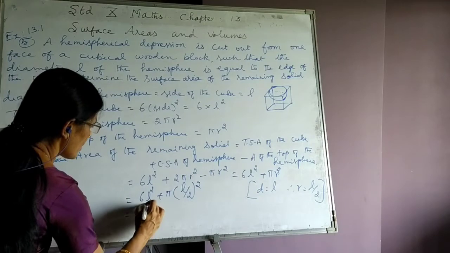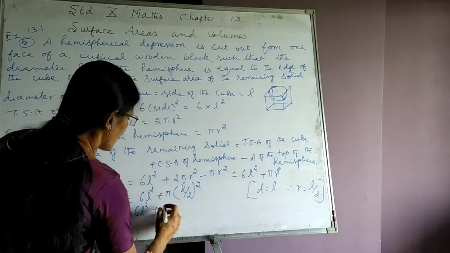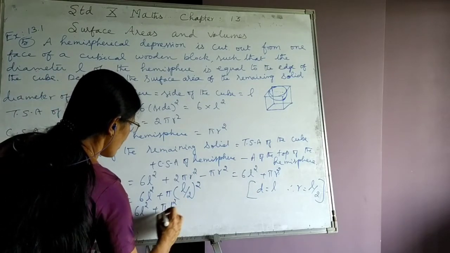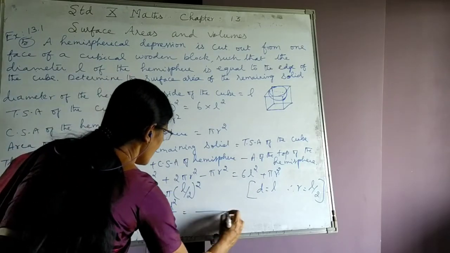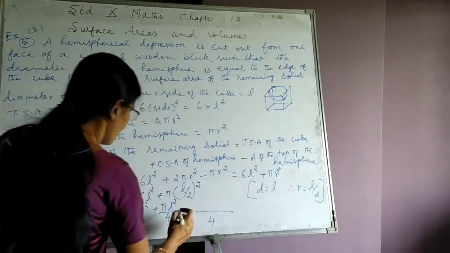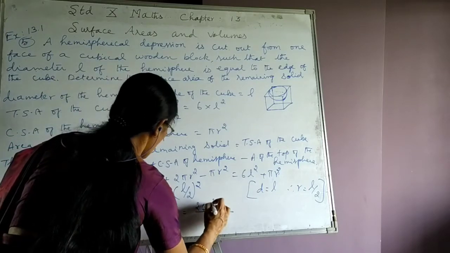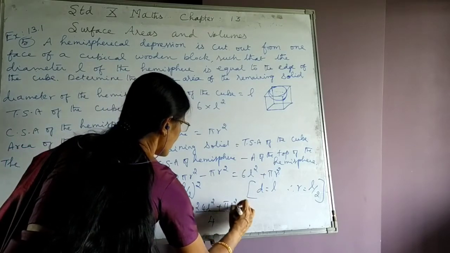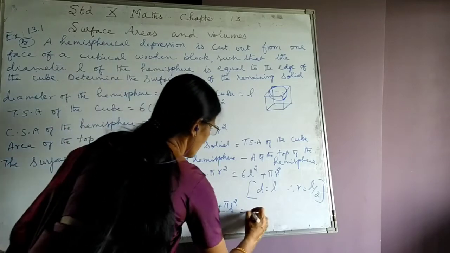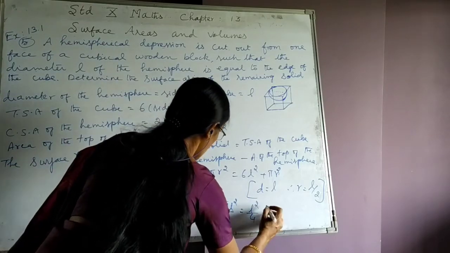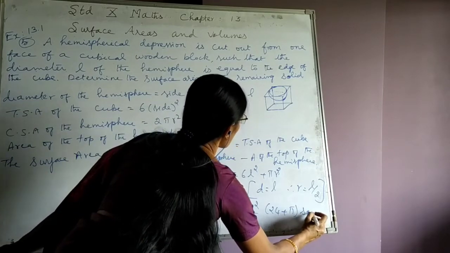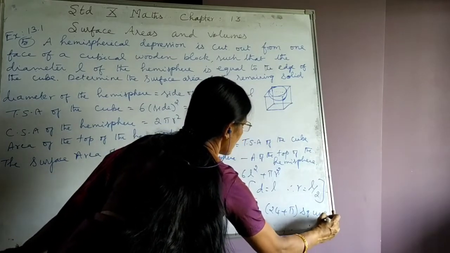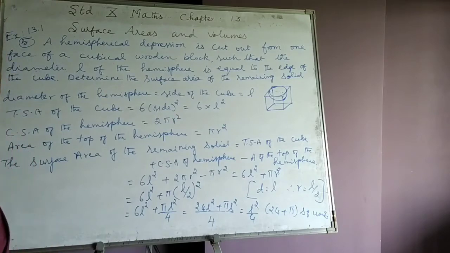So, it is 6L square plus pi L square upon 4. Square is taken. So, taking LCM, we will get 4, 24L square plus pi L square. Otherwise, we can take L square upon 4 as the common term. The remaining is 24 plus pi square units, the area of the remaining solid.